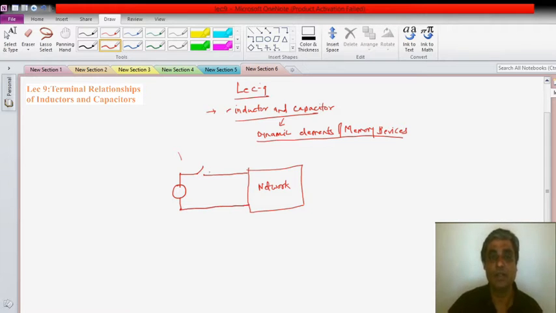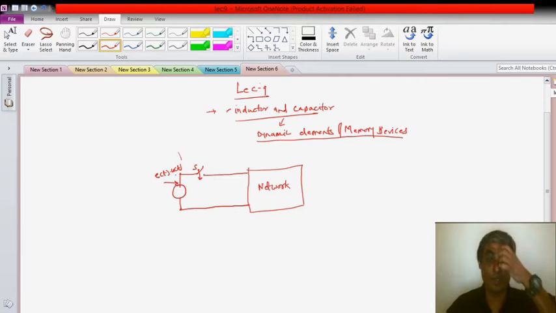So when I am connecting my dynamic network to the source through my switch S, I would like to identify that when the switch is closed, the output of the energy source has to be E of t into U of t. So once the switch is closed, the output of this energy source will be E of t multiplied with U of t.